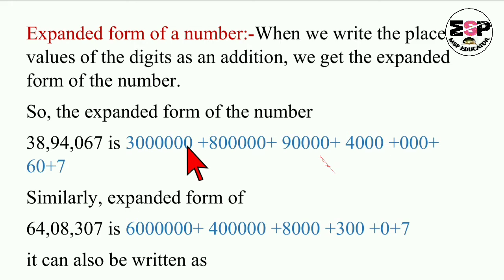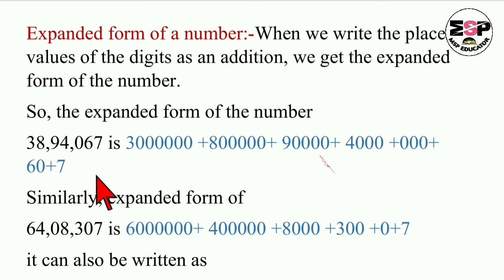Okay, 3 and after the 3 you have to write 6 zeros, because here there are 6 digits on the right side of 3. Okay children, that's why it is the correct place value of 3. Like this you are going to find out each digit's place value and put a plus sign between each of the place values. Then this is called the expanded form of the number.